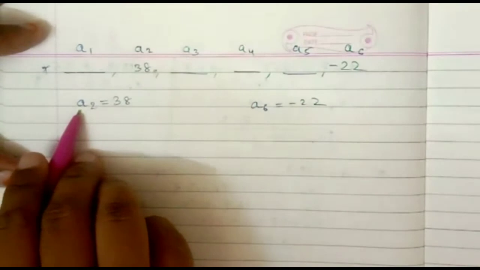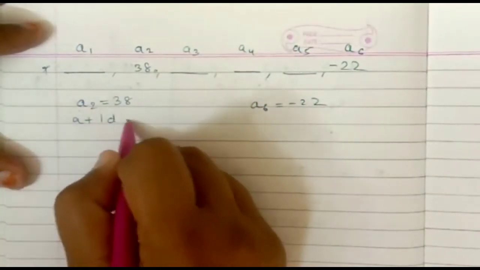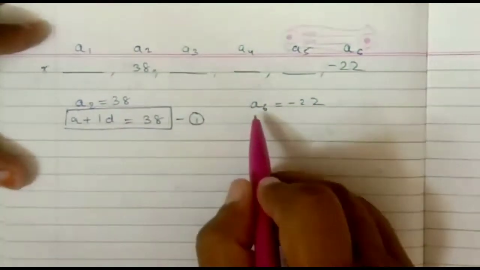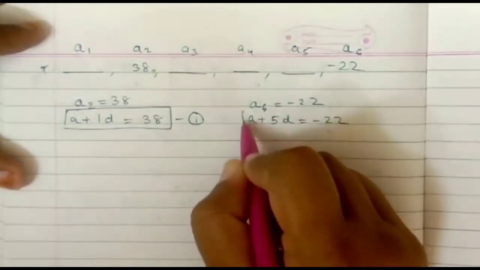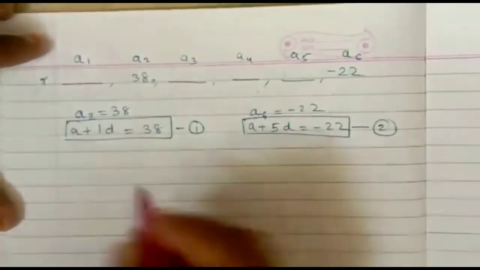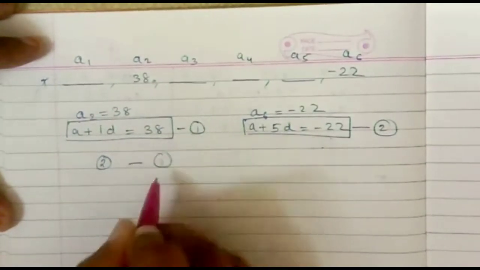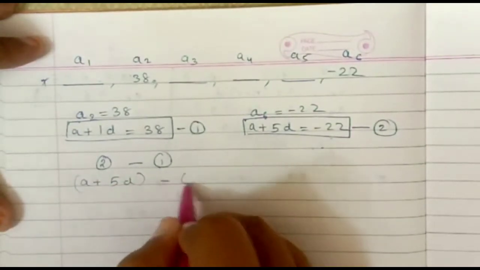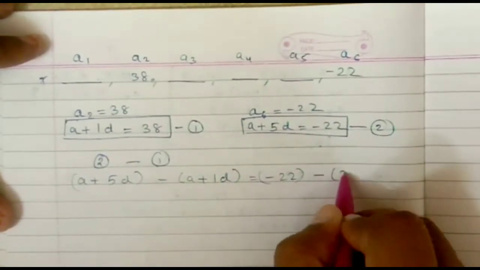So according to the formula A plus (n minus 1) into D, A2 will be written as A plus 1D is 38. This is equation number 1. Same way, A6 can be written as A plus 5D is minus 22, equation number 2. So you can see we are getting two equations here. You can subtract equation number 1 from 2. So on subtracting equation 1 from 2, we will be getting (A plus 5D) minus (A plus 1D) is equal to minus 22 minus 38.